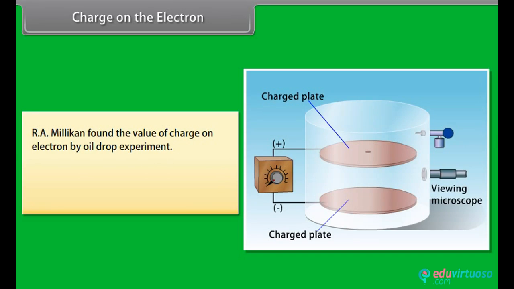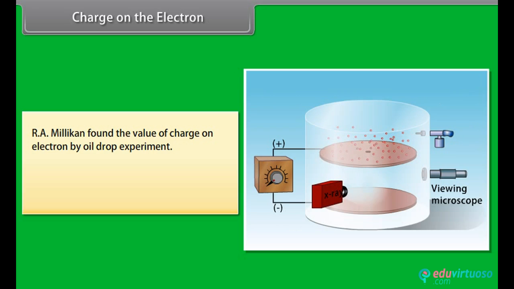Charge on the electron. R. A. Millikan found the value of charge on electron by the oil drop experiment. The oil droplets enter the apparatus through a small hole and are allowed to fall in between two charged plates. The motion of the droplets is observed with a microscope.